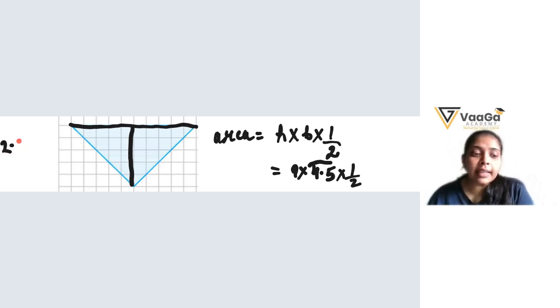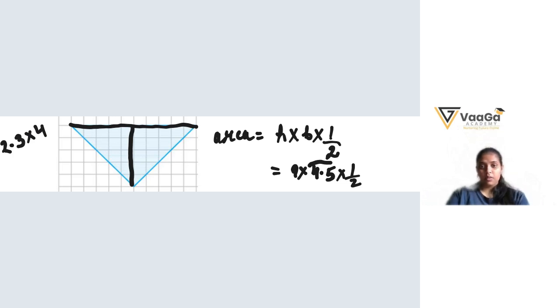Multiply 2.3 times 4. Tell me what will be the answer for this. 9.2. Very good. Okay. Let me increase a level. If I have 2.3 times 2.1.